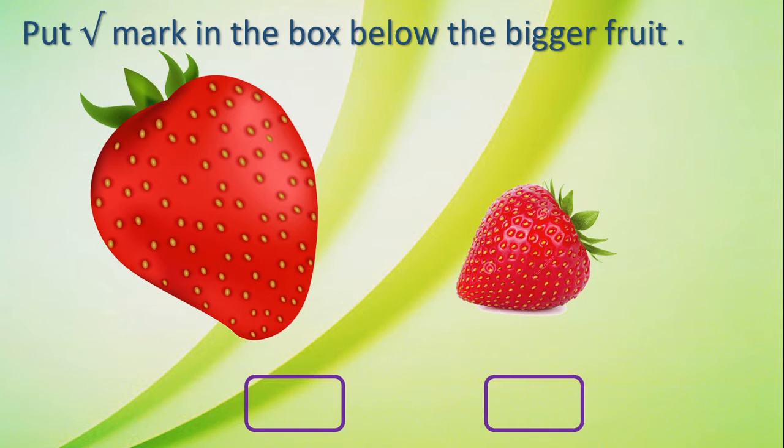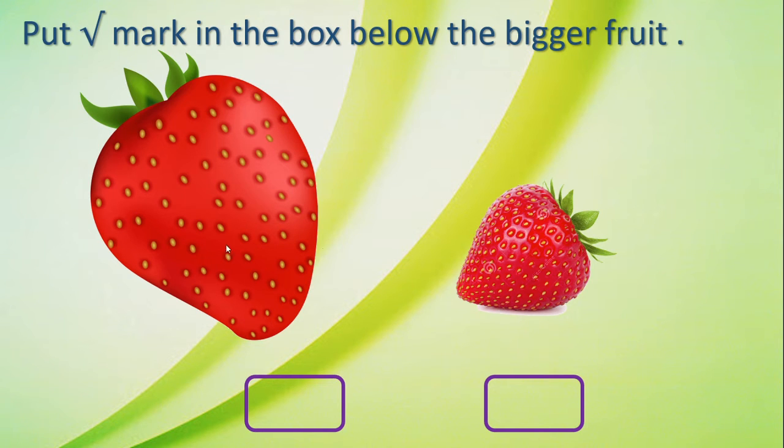Now dear children, here 2 strawberries we can see, right? Now what is written here? Put right mark in the box below the bigger fruit. Okay, 2 strawberries are there. What we have to do? Here we can see 2 boxes, correct? Now here we have to put right mark in the box of the bigger fruit.